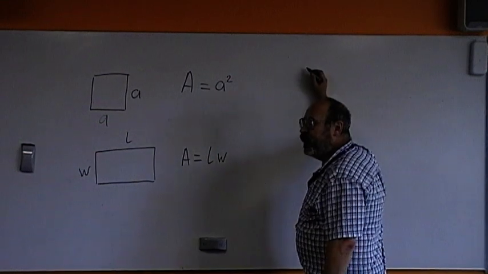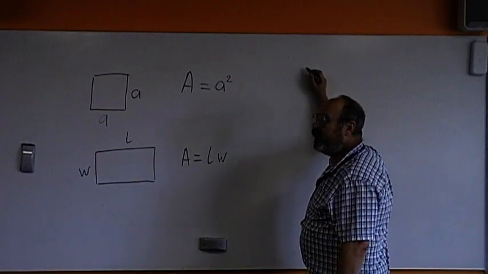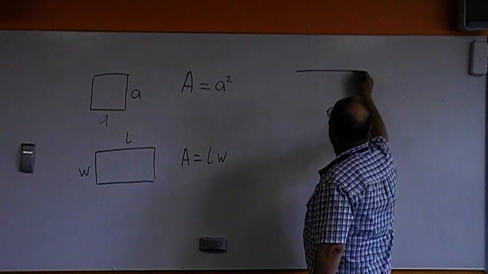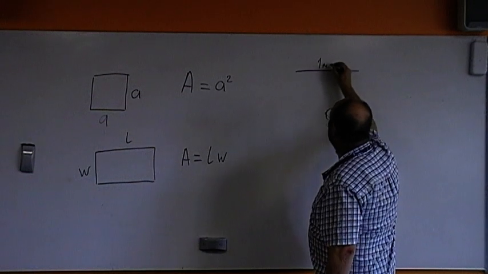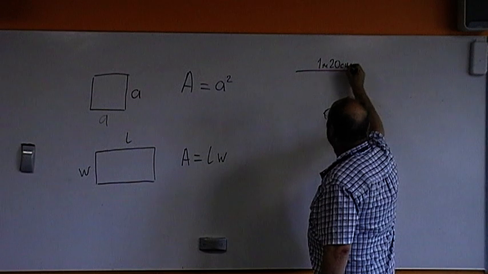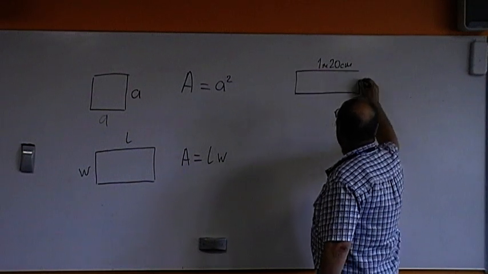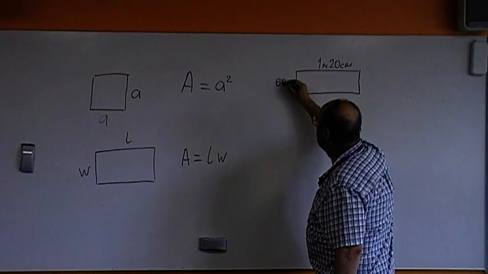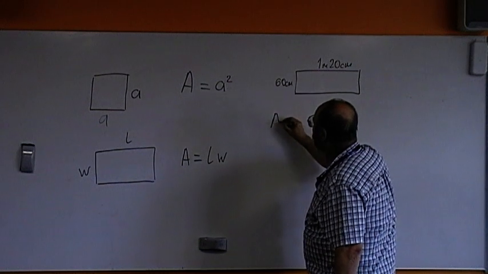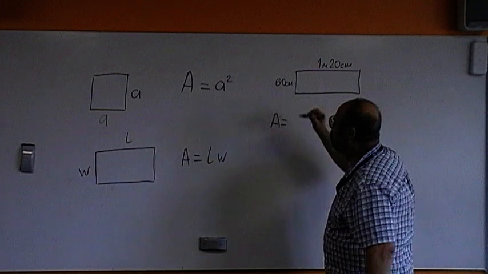The length of the table is 1 meter 20 centimeters, and the width of the table is 60 centimeters. What will be the area of this table?